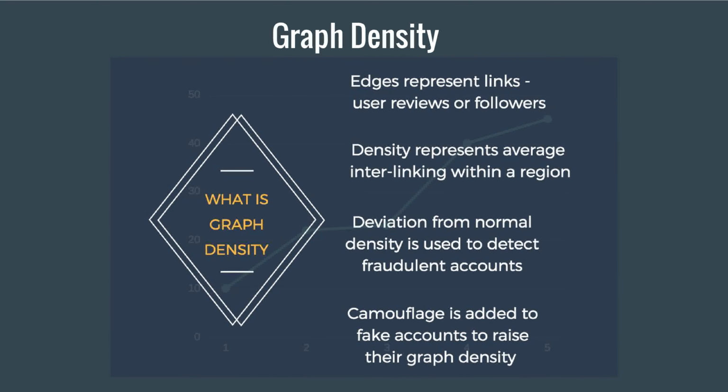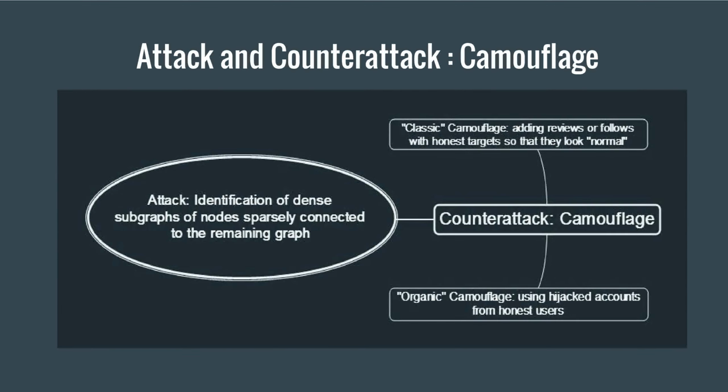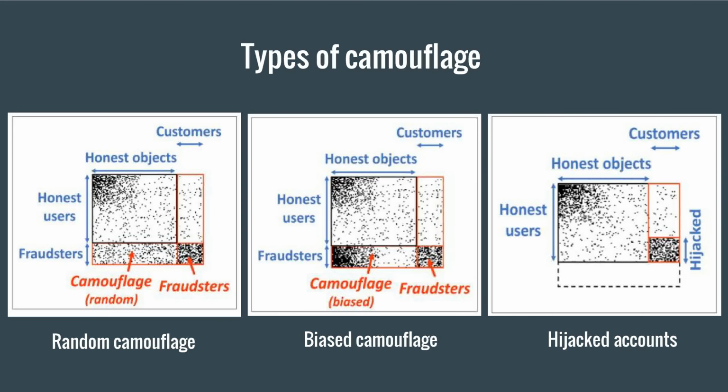Every follower-followee or product review graph has some density of interlinking. Camouflage is when fake links are added to increase this density and make an account seem authentic. Camouflage is used to simulate real activity for fake accounts. Attack refers to an approach to detect fraudsters and counterattack the attempt to avoid it. There are three types of camouflage.